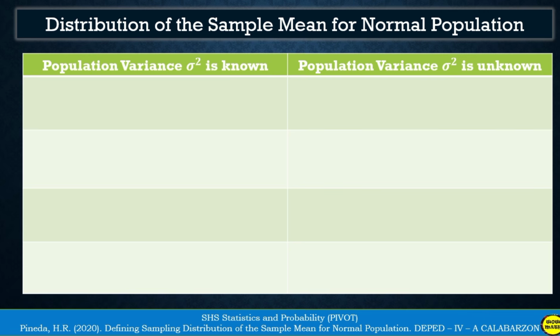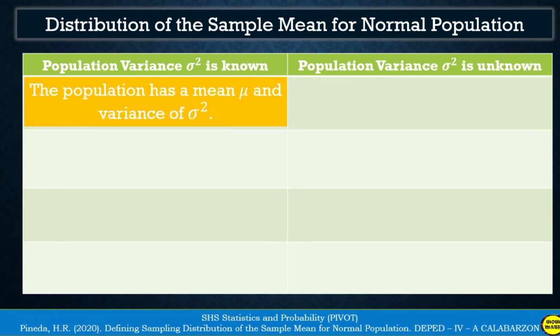In the distribution of the sample mean for a normal population, when the population variance is given, we know that the symbol we use for the population variance is sigma squared. Class, we know that the population has a mean. We cannot compute the population variance if we do not have the population mean. So this is the symbol of the population mean and this is the population variance. The distribution of the sample mean is at least approximately normal, with a standard error of the mean.